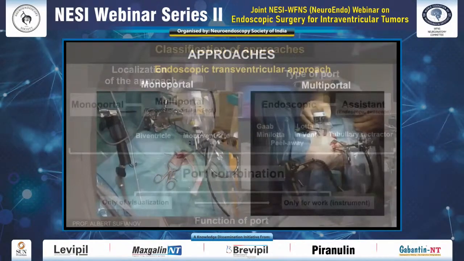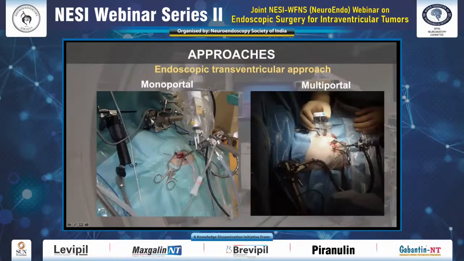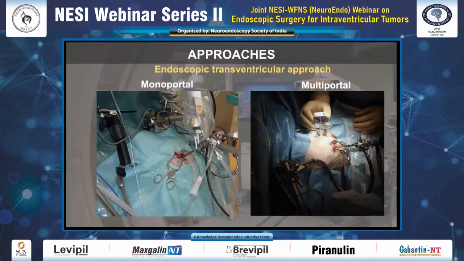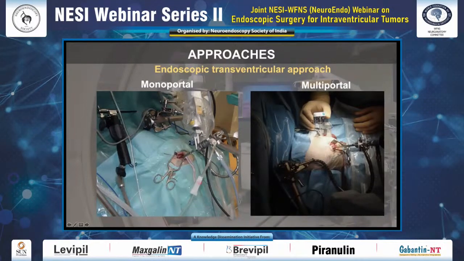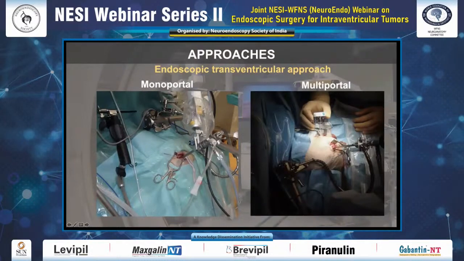This is an example of the operation field. For example, with the monoportal approach, there is no big craniotomy, just one burr hole, like this. And this is a pure endoscopic option, for example, for removal of a tumor.